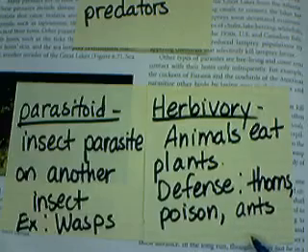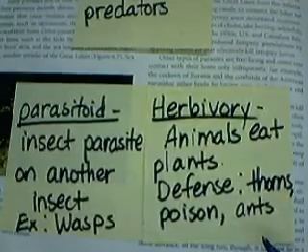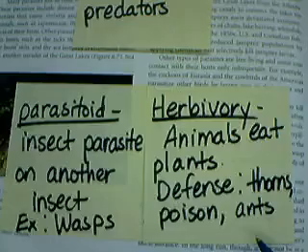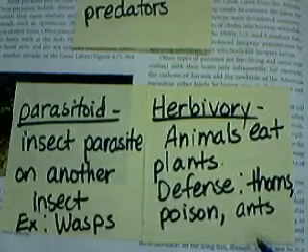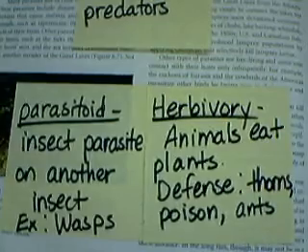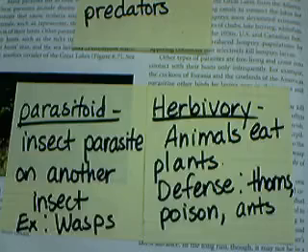Make sure you know these terms. Parasitoid is an insect parasite on another insect. Wasps are a good example. Wasps will eat other insects. In fact, we have a wasp called a braconid wasp. You'll learn about that later, that farmers release into their fields to eat and kill and cause harm to other insects that would eat farmers' crops.